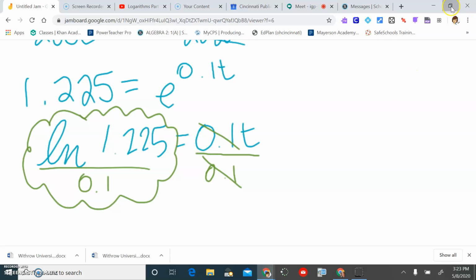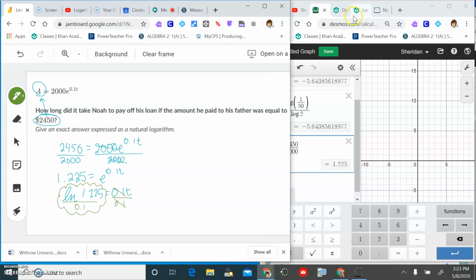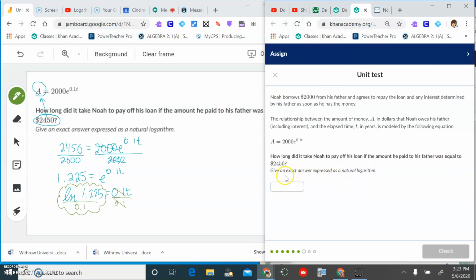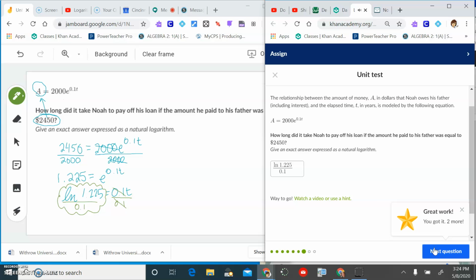And I am going to use a calculator to figure out exactly what that equals, or approximately, if it tells me to. No, it says give an exact answer with the natural log written in it. That means don't plug it in the calculator. 1.225 divided by 0.1. Let's see what happens. Okay, so if they say give an exact answer, you don't plug it in the calculator. You don't plug your final answer in the calculator here. You just write down what you got with the log in it.